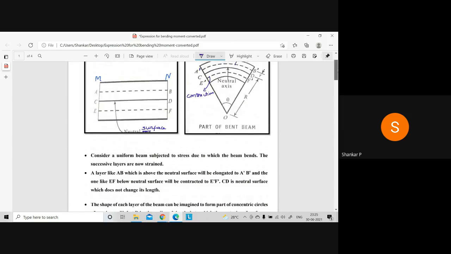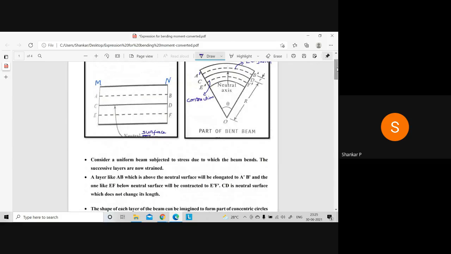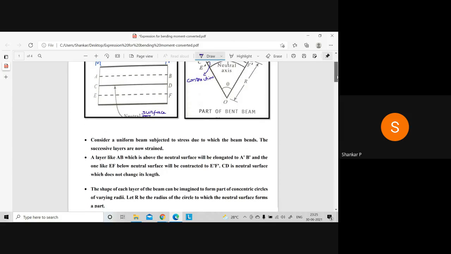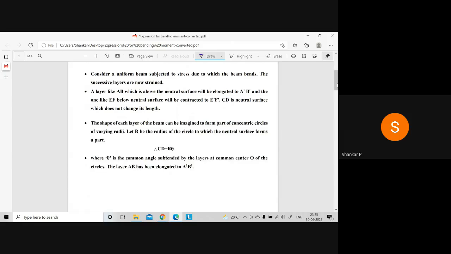Now, if we consider the concentric circles of varying radii formed by these layers, let R be the radius of the circle to which the neutral surface CD forms a part. Then we can write from the geometry that CD is equal to R theta, where R is the radius of the layer CD.